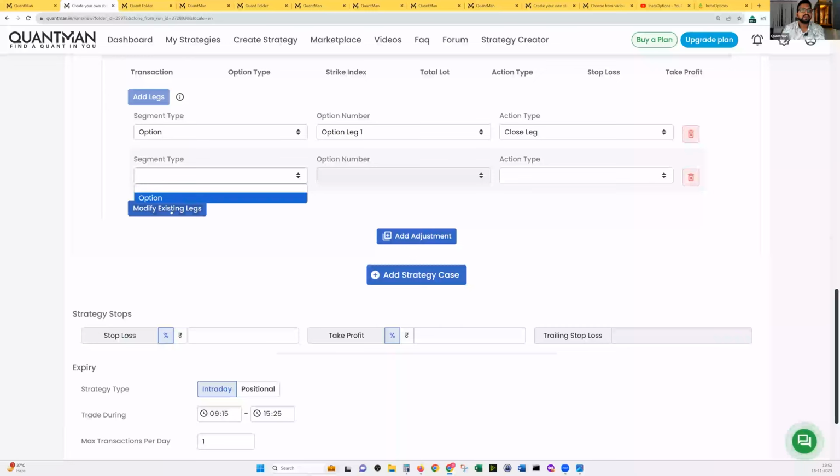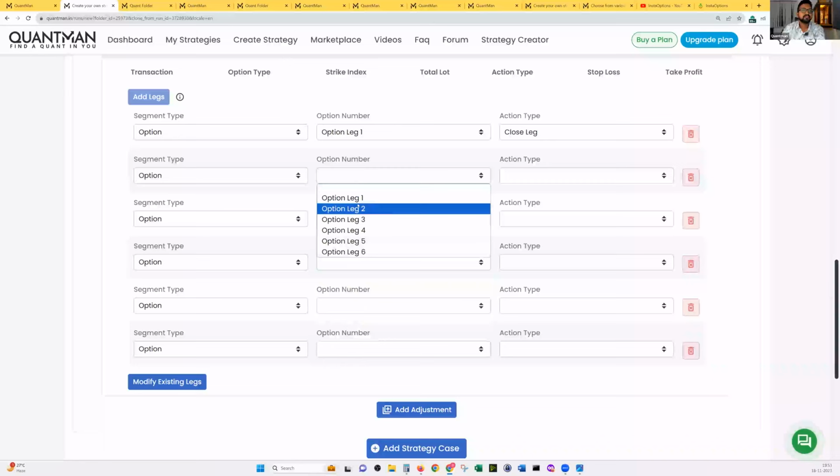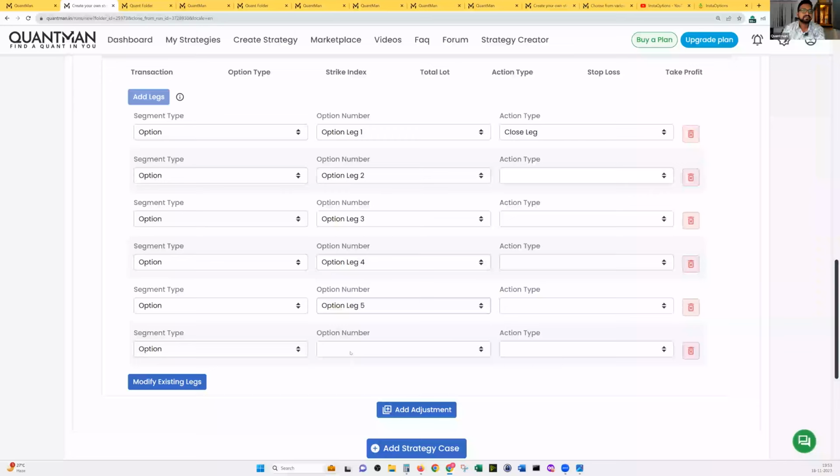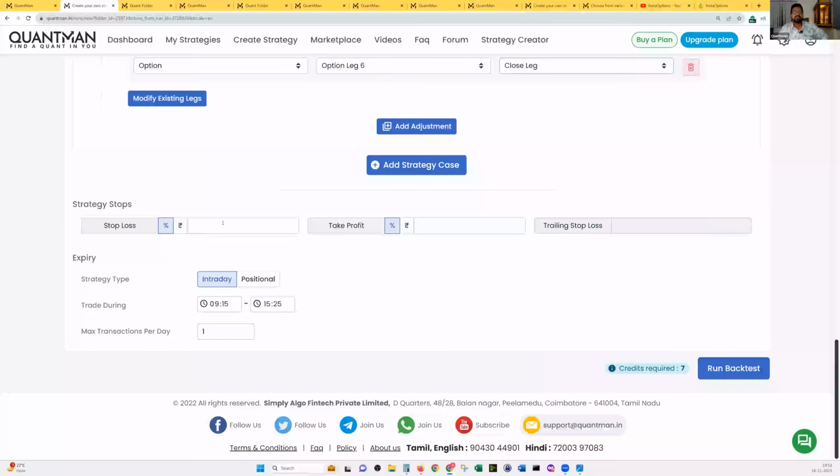Then I click six legs. For all of them, I just select options, and then I select leg one, leg two, leg three, leg four, leg five, and then leg six. I'm going to close all the legs. I just removed this strategy stop loss over here.